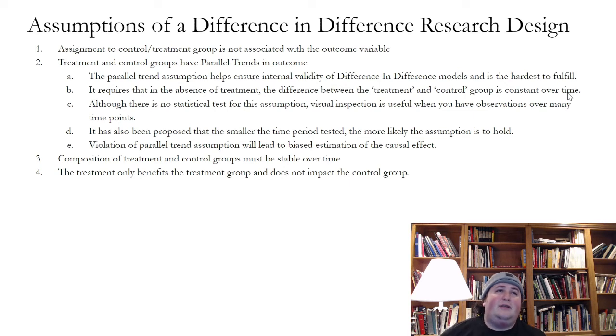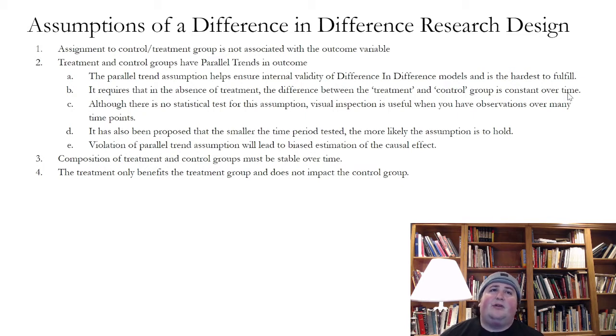First, the assignment to the control and treatment group is not associated with the outcome variable. So whatever the outcome variable is, whatever the dependent variable is, that is not associated to the assignment of the control and the treatment group.